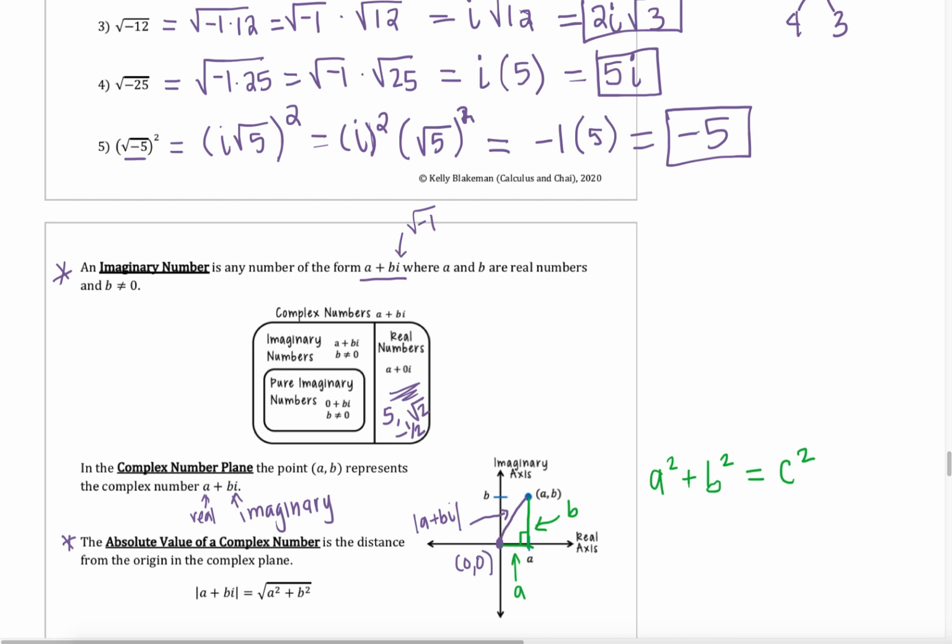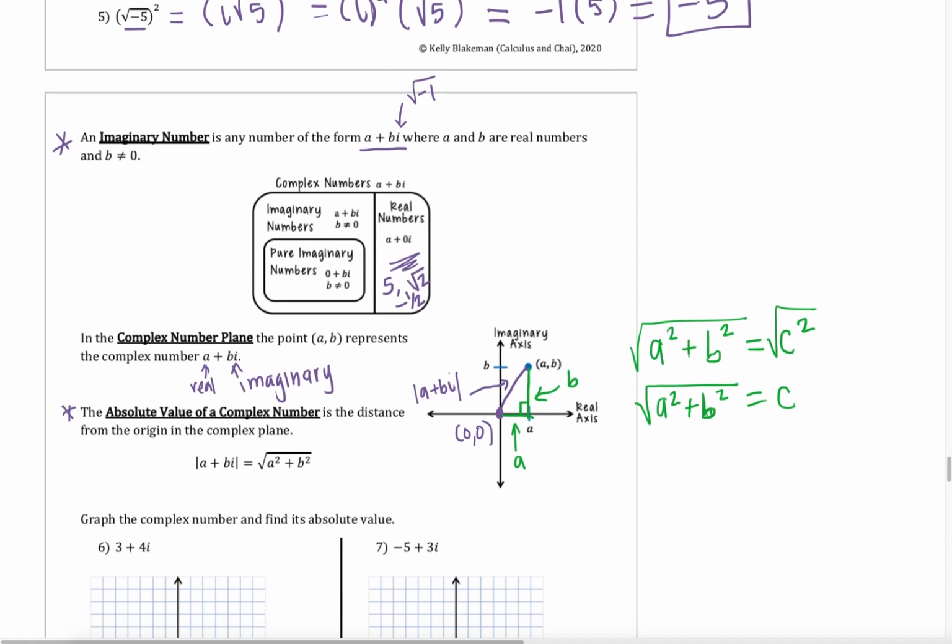And so that's exactly why the absolute value of a plus bi is equal to the square root of a squared plus b squared, because we would square root both sides to get c by itself as the square root of a squared plus b squared. I do want to remind you that this does not simplify down to be a plus b. If I have a square root over an addition sign, I cannot break that apart into each individual component. That only works if I'm doing multiplication or division.